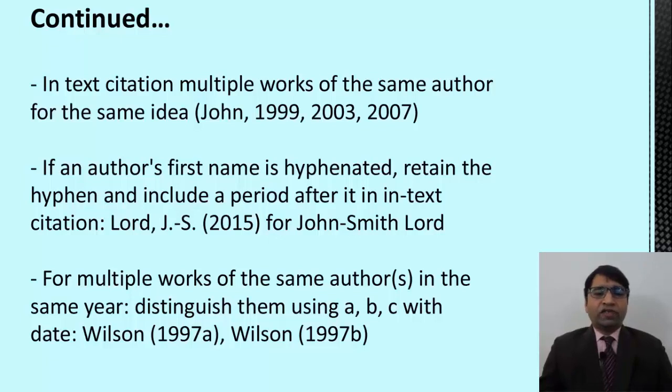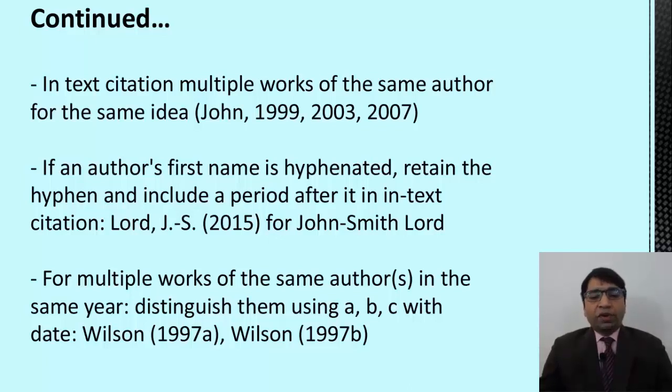This is not very common. If an author's first name is hyphenated, it does not happen that often over here in the subcontinent actually, but in European countries it is quite common. In that case, retain the hyphen and include a period after it in the in-text citation. For example, if the name is John-Smith Lord, then we are going to write Lord, which is the last name first, comma, and then space, J full stop, hyphen, S full stop, right?